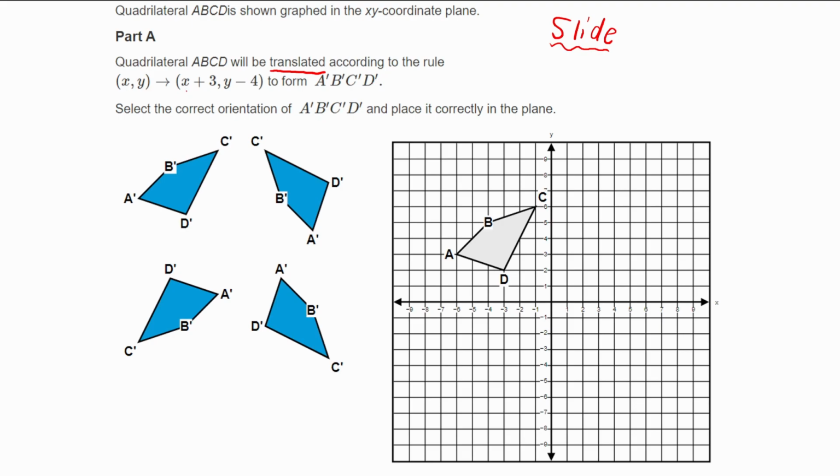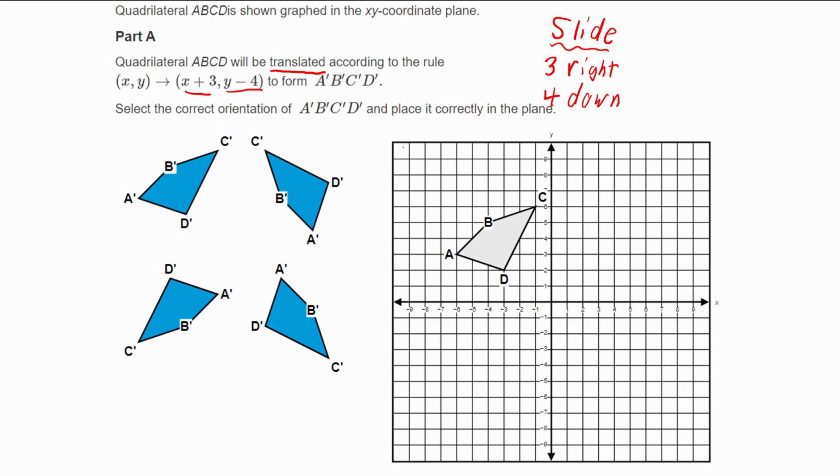Now, we need to break down this rule also. The x plus 3 tells me that we're going 3 to the right. And y minus 4 means that we're going 4 down, right? So we're sliding 3 right, 4 down.